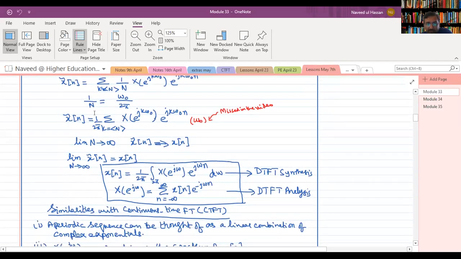And on the right hand side, when N is approaching infinity, omega naught approaches 0, so we pass from summation to integral. But here the interval of integration remains 2 pi, because in this summation we sum over N consecutive values. So the spacing reduces, but the total interval on which we integrate is 2 pi, and we get the discrete-time Fourier transform synthesis and analysis equations.